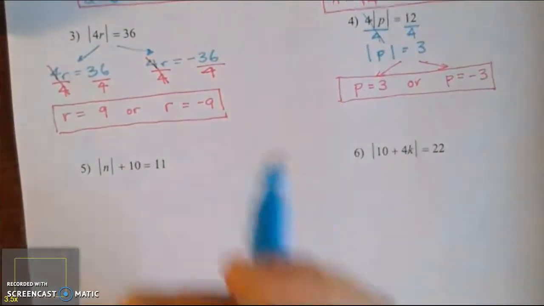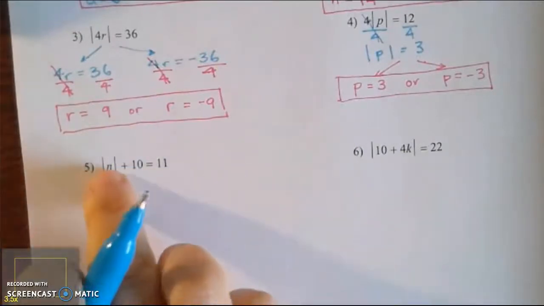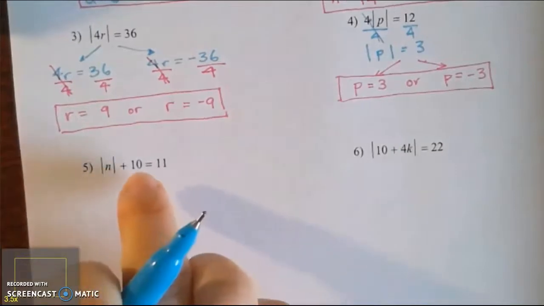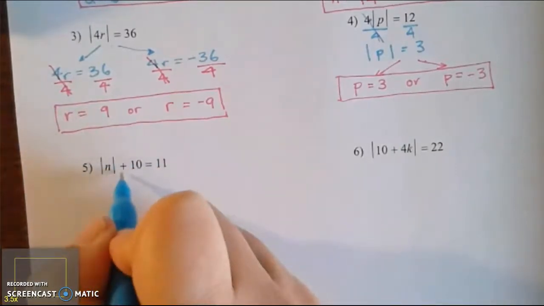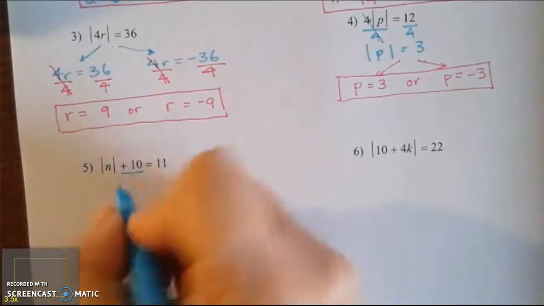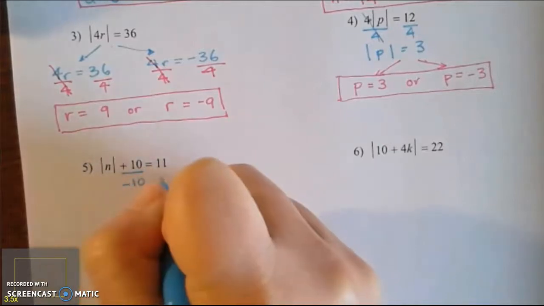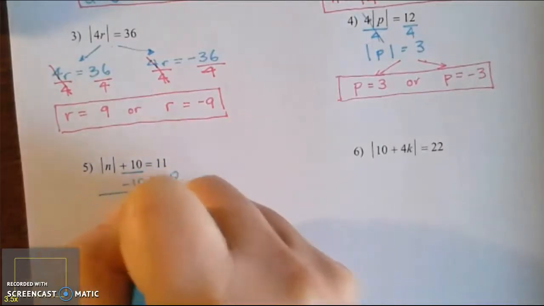Here, again, we want to isolate the absolute value symbol first. So we just want this sign is equal to. That means we need to get rid of this plus 10. How do I get rid of this plus 10? What is the opposite of adding 10? That's going to be subtracting 10 from both sides.